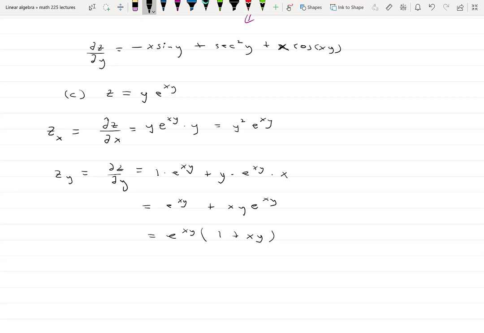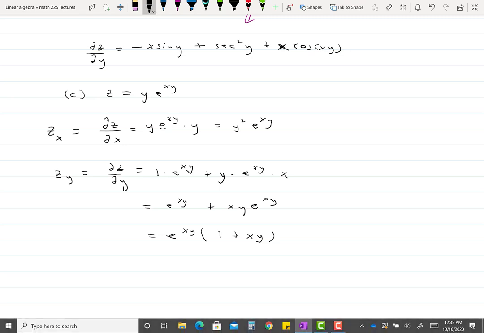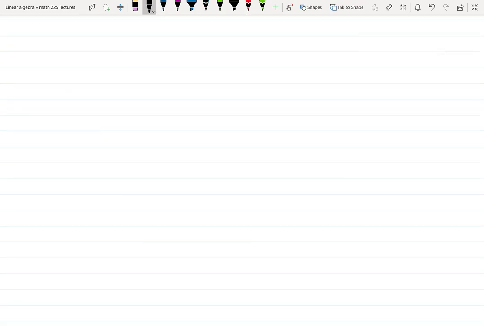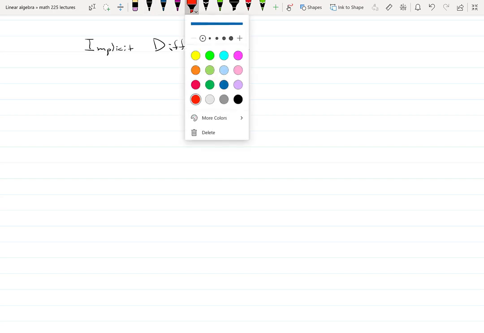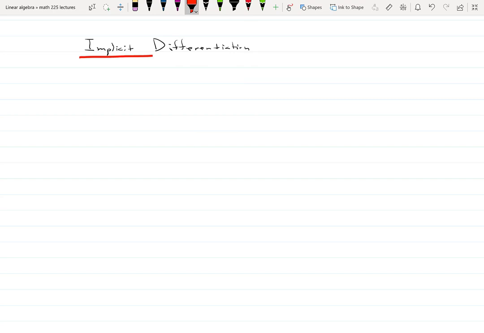Okay. Let's see here. Let's talk about implicit differentiation. So you notice what we're doing here. It looks like we're doing the same thing as we did in Calc 1. It's just we're introducing partial derivatives. And it's exactly what's going on. I want to remind you about implicit differentiation with an example from Calc 1.